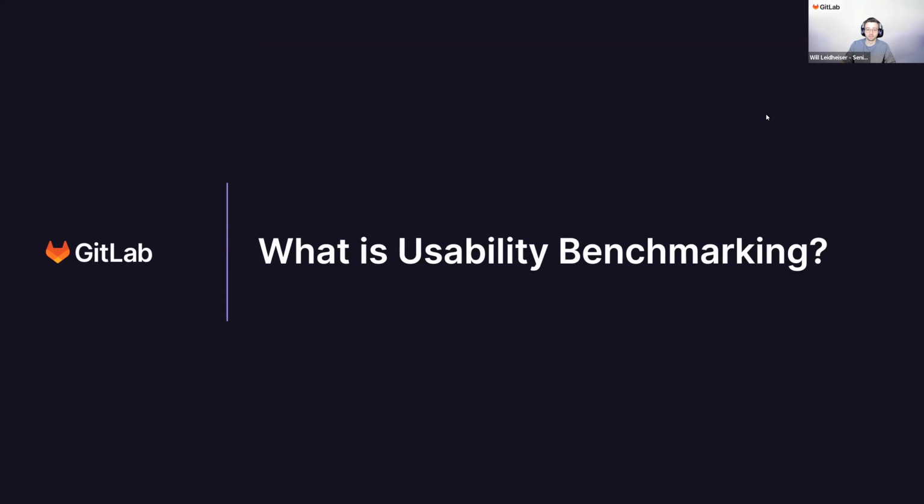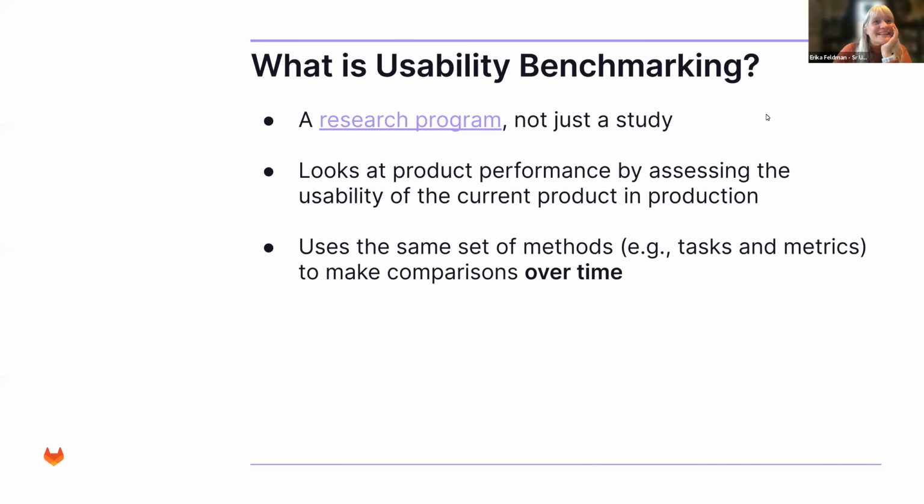And hi, Erica. Hi. So usability benchmarking is a research program, not just a single study. You saw this in the handbook. That handbook page was created last year by one of our colleagues, Ben LeDuc-Mills. Usability benchmarking looks at the current product in production, aka GitLab, and we're trying to assess the product performance by looking at the usability components of it.